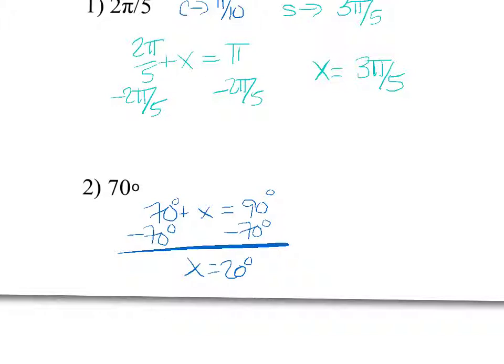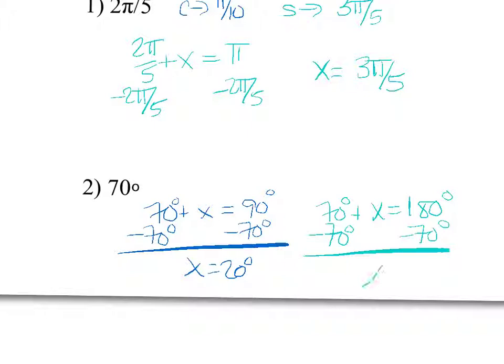All right, and then if I want the supplement, 70 plus x is supposed to add up to 180. So we subtract 70 from both sides, and x equals 110. So that's the supplement.